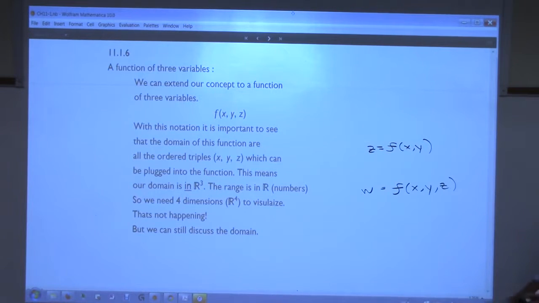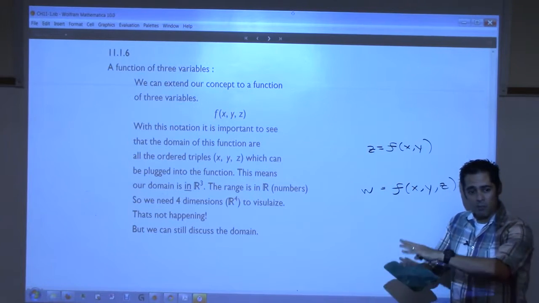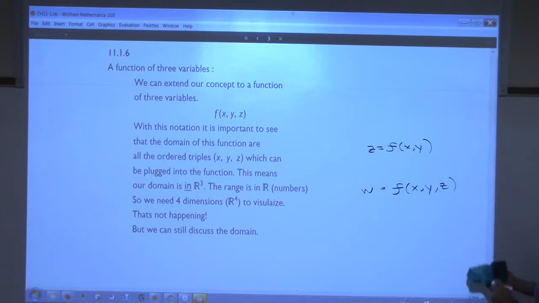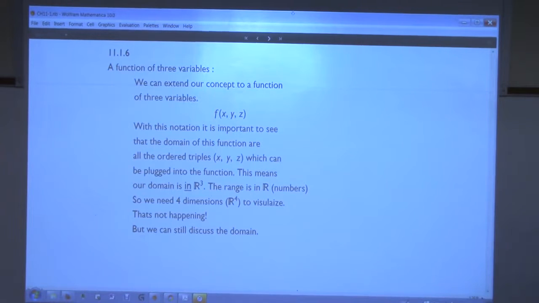Sometimes we call these hypersurfaces because it's like a 4th dimensional surface. But you can't see it. We can't actually show it to you. Understand? What we did just before this, we could see the domain and the range together in one picture. Not anymore for this. But we can still ask about domains. If I have a function of 3 variables, we can still very easily discuss domain. So let's do that.